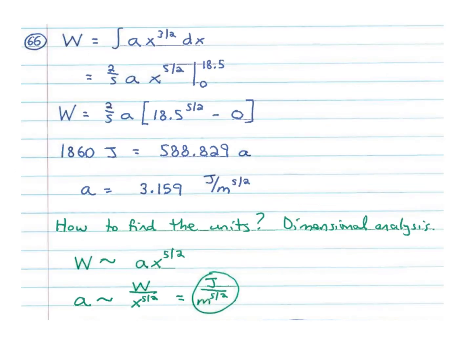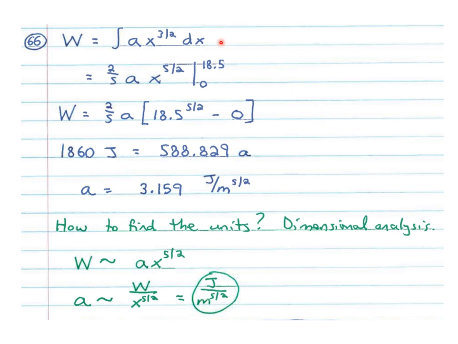Number 66. A force pointing in the x direction is given by F equals a x to the 3/2 power, where a is a constant. The force does 1.86 kilojoules of work on an object as the object moves from 0 to 18.5 meters. Find the constant a. All right, so we've done a few problems like this, but we're solving for something within the force equation rather than work itself. Well, let's do it.